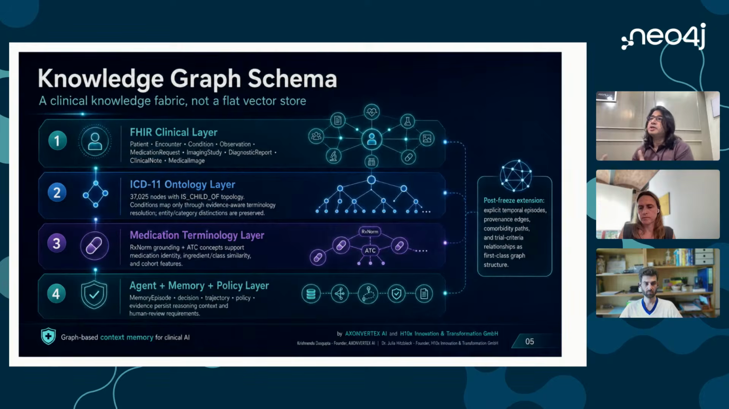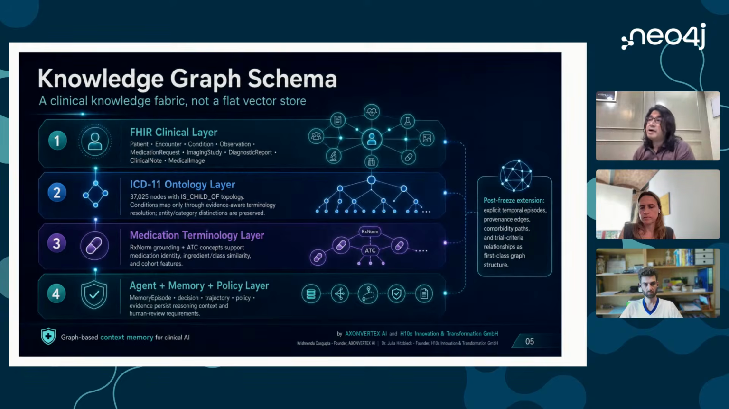The medical terminology layer, which is completely for medication, is coming from RxNorm, which has its own concepts, which is the anatomical therapeutic classification concepts, which supports your medical identity. And through that, you can actually look into other parts of the medical layer.